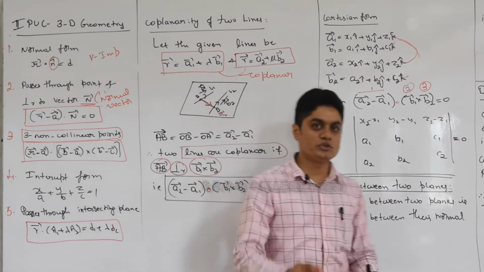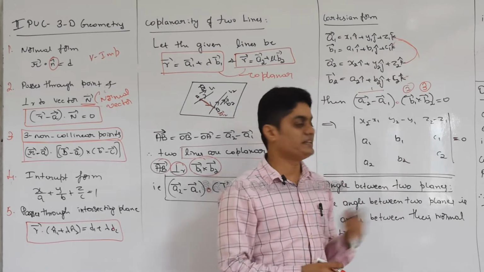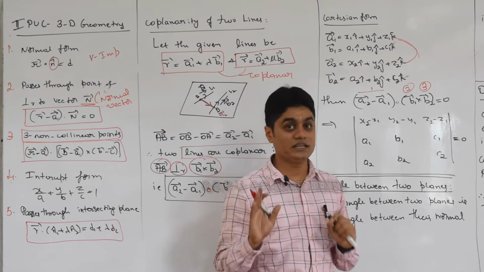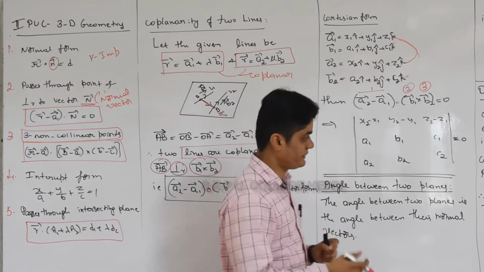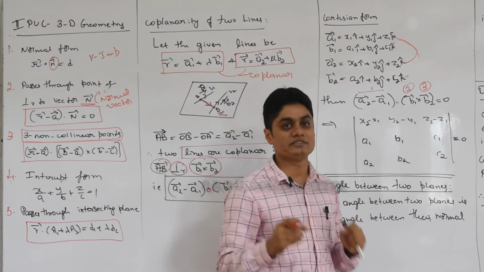So when two equations of the lines are given, write its determinant. Suppose its determinant is equal to 0, definitely two lines are coplanar. Two lines are coplanar when the determinant x2 minus x1, y2 minus y1, z2 minus z1, a1, b1, c1, a2, b2, c2 is equal to 0.